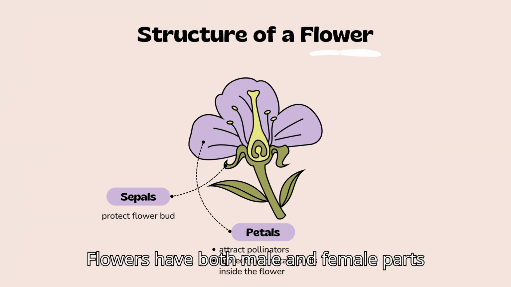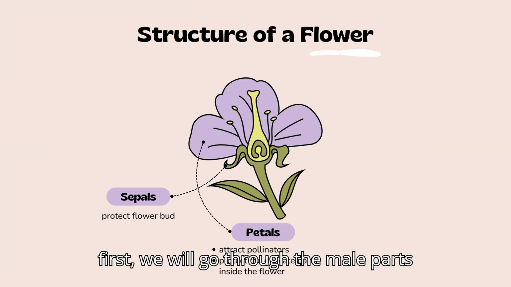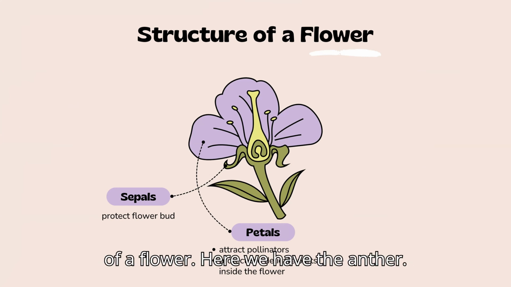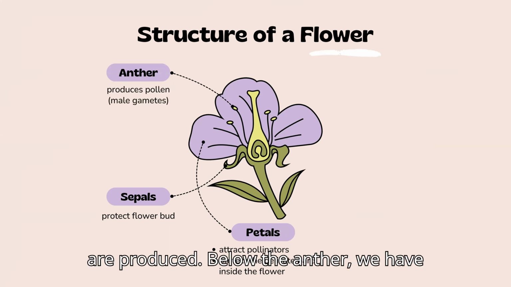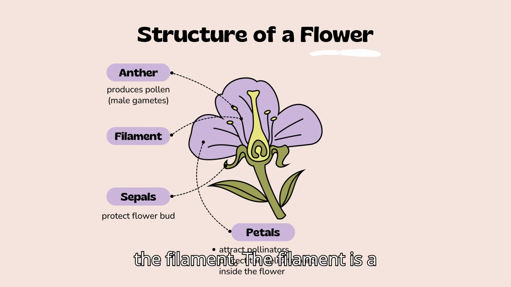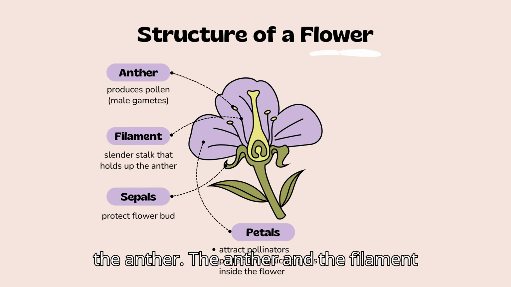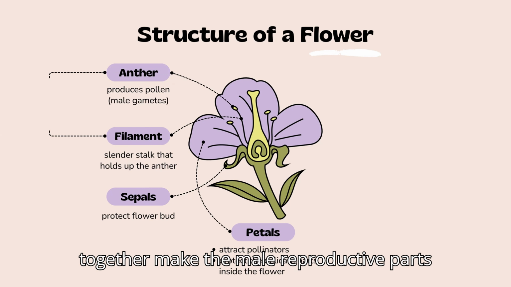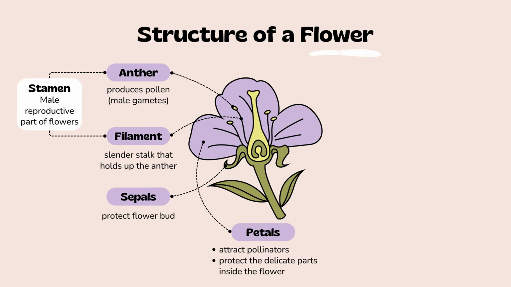Flowers have both male and female parts which are required for reproduction. So first, we will go through the male parts of a flower. Here we have the anther. Yellow in color, it is a sac-like structure where pollen is produced. Below the anther, we have the filament. The filament is a cylindrical stalk-like structure to hold up the anther. The anther and the filament together make the male reproductive part of the flower, which is called the stamen.